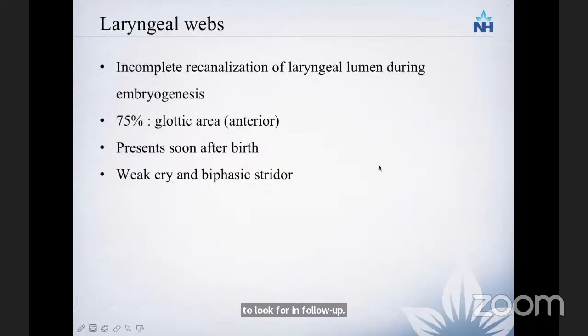The next cause is laryngeal web. It is usually an incomplete recanalization of the laryngeal lumen during embryogenesis. In severe cases, it occupies almost 75% of the glottic area, and it is mainly in the anterior part. It presents soon after birth. The child usually presents with weak cry and biphasic stridor.